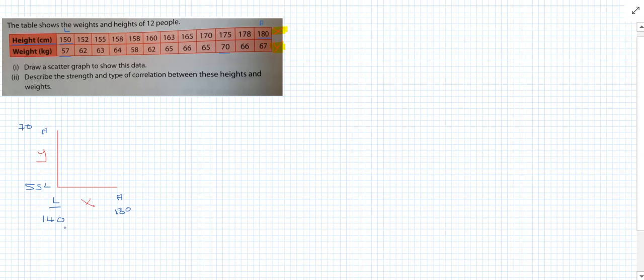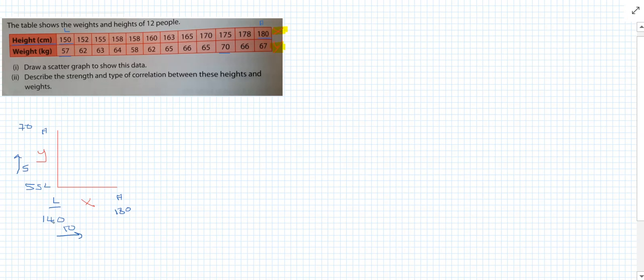Now we try and figure out the increments. What do we work up in? Generally, just try 10 or try 5. If we think about 40, 50, 60, we could increase in increments of 10. And if we think about this from 55 up to 70, we could probably increase in increments of 5.